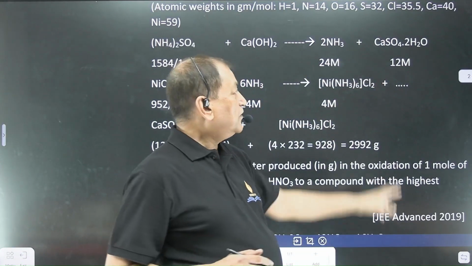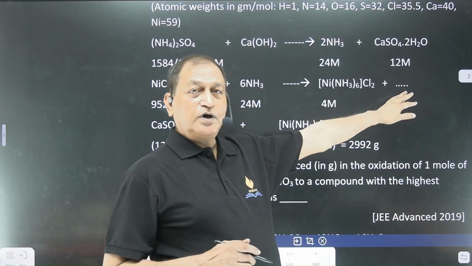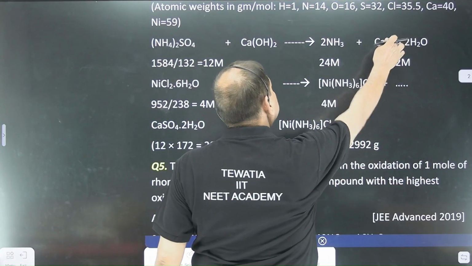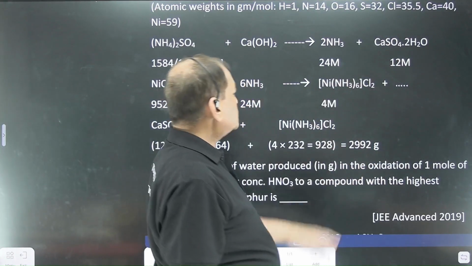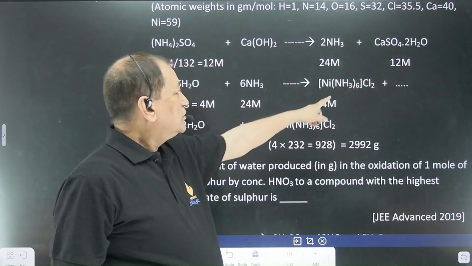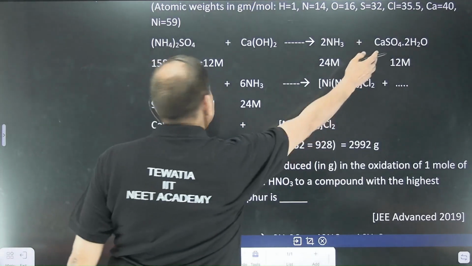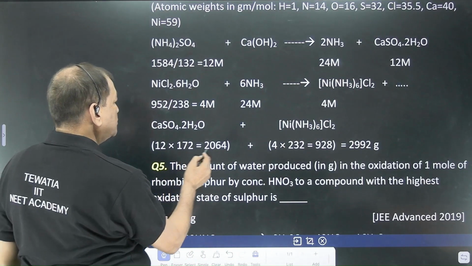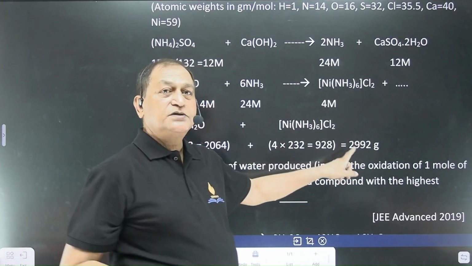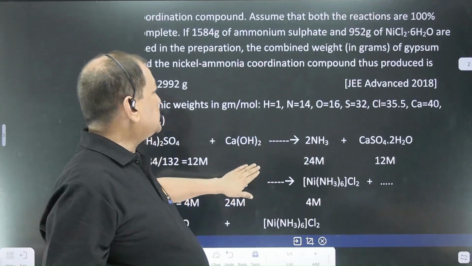Now I have left it blank, though some water may be there, but we are not bothered about that. We are asked the combined weight of this and this. So at the last, combined weight of 12 mole of this plus 4 mole of this. 12 mole of this, molecular weight 172, this much. 4 mole of this, molecular weight is this much. So this is the answer. I again summarize this.